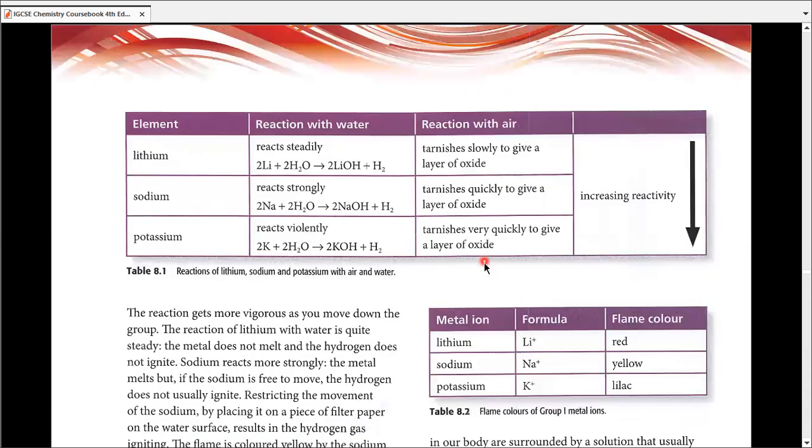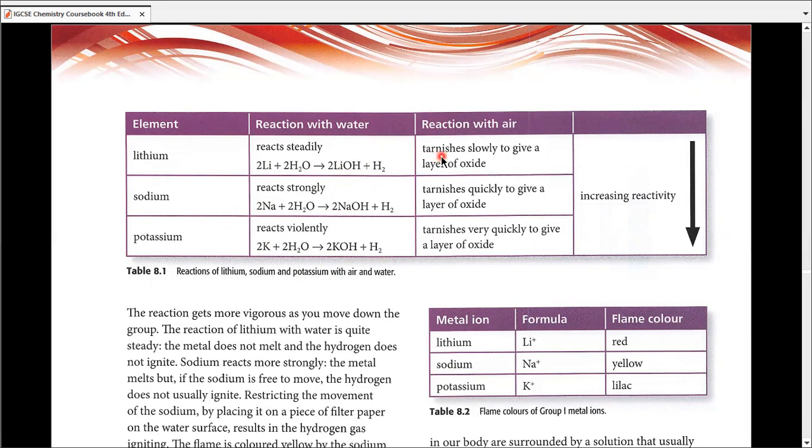There you go. Reaction with water. Lithium reacts steadily, sodium strongly, potassium violently. Even if the equations are almost the same except for the symbol of the group 1 element, take this Li out, put Na in, and you'll have the equation for sodium. Or take this Li out and replace it completely with K, you have the equation for potassium. You'll see that that's the same equation.